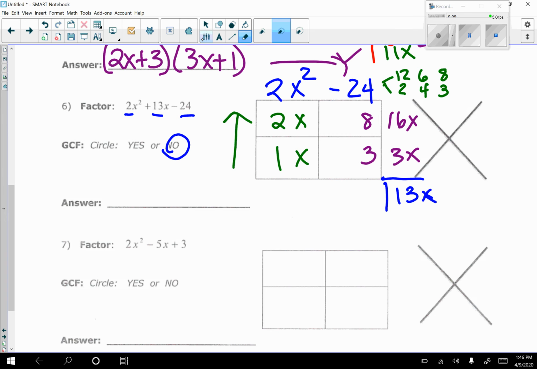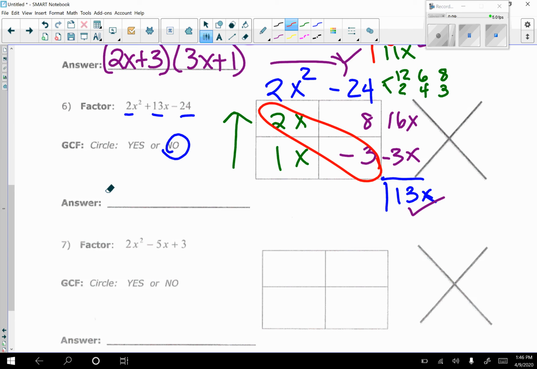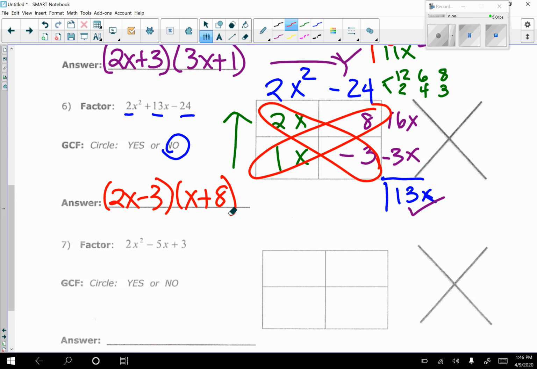How could I get 13x that way? Well, I'd have to subtract 3x, right? This would have to be subtraction, which means this here is subtraction because I'm finding two numbers that multiply to negative 24. Once I have unlocked the code and I got two numbers that equal 13x, cross multiply: 2x minus 3 times x plus 8, and there you go.